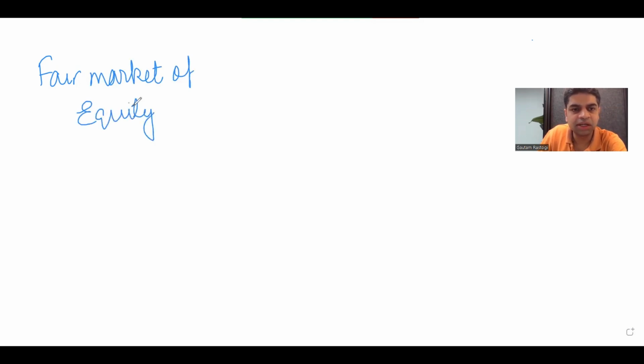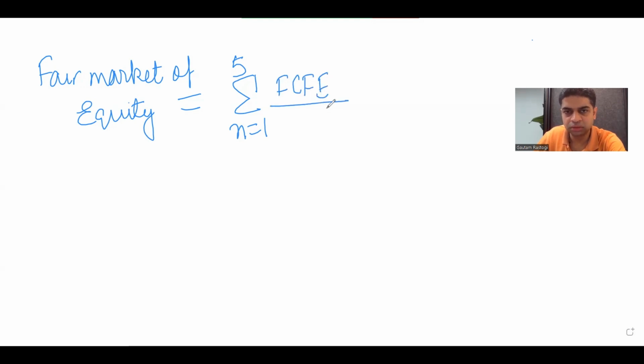through this formula, then you'll understand it better. Fair market value of equity. Say your forecast period is n. Well, let's say it's 5. So n equals 1 to 5. So for each of those 5 years, you need to estimate your free cash flow to equity.